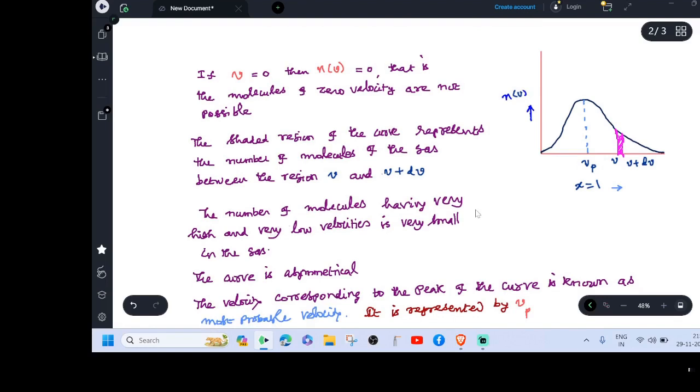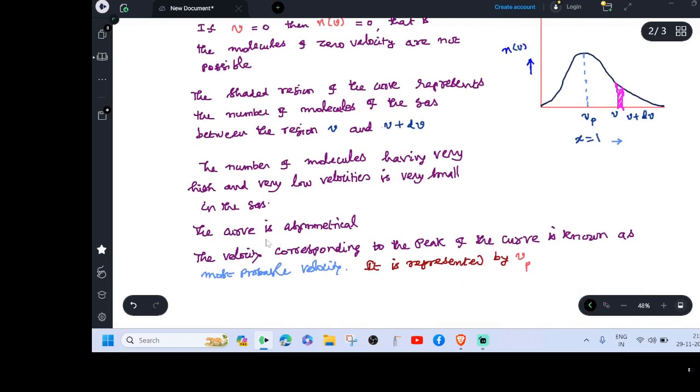The number of molecules having very high and very low velocities is very small in the gas. The curve is asymmetrical. The velocity corresponding to the peak of the curve, so this point x equal to 1, is known as the most probable velocity. See, if you make a dotted line here, it indicates the number of particles. So most of the particles have a particular velocity. Such velocity is called the most probable velocity.